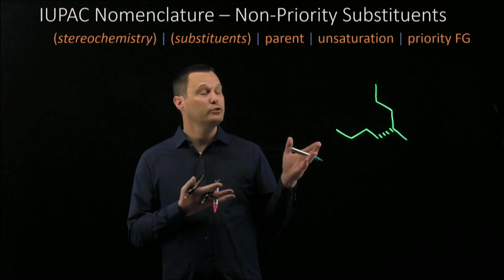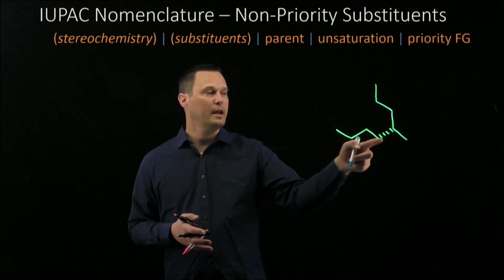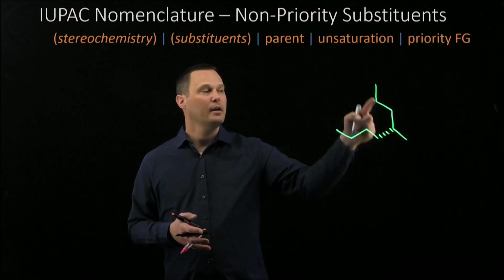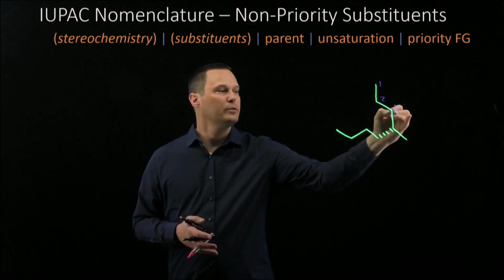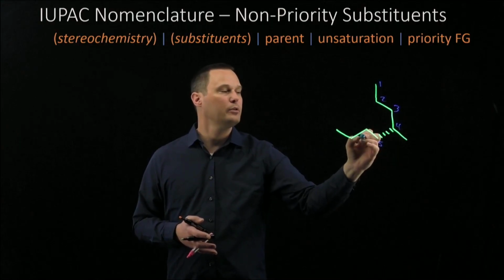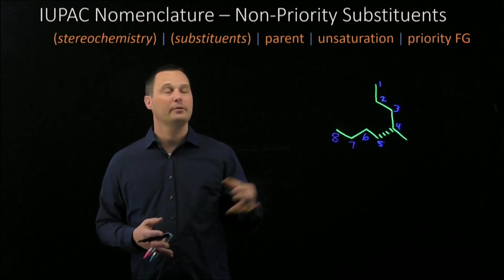There are no priority functional groups in this molecule, so the methyl group will get the lowest overall number. Numbering from the left puts that methyl group at carbon number 5, and numbering from the top puts that methyl group at carbon number 4, so we'll choose to number from the top to give the methyl group the lowest overall possible number. The next step is to provide the parent name for this molecule.